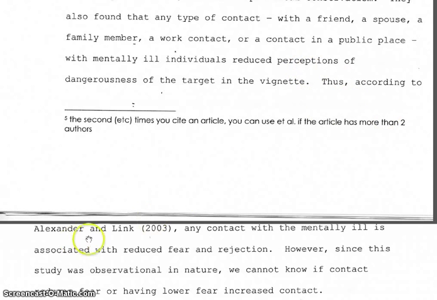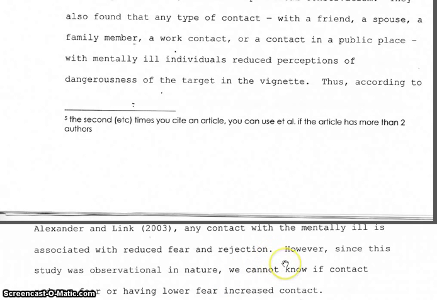So thus, according to Alexander and Link, any contact with the mentally ill is associated with reduced fear and rejection. However, since this study was observational in nature, we cannot know if contact reduces fear or having lower fear increases contact. This is really important because what the author is doing here is acknowledging that there is a limitation in the study, a potential complication. Because of the method that was used and the fact that it was observational, it's possible that the result the researchers were finding may or may not be the cause or the actual finding.